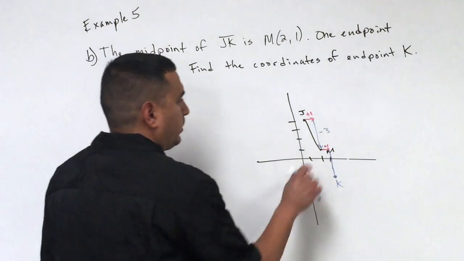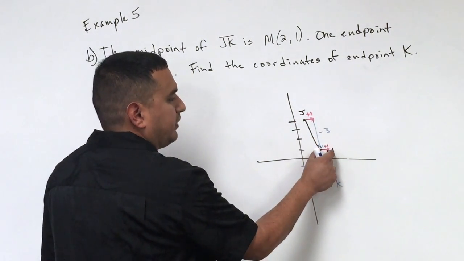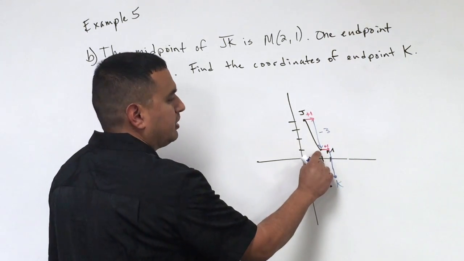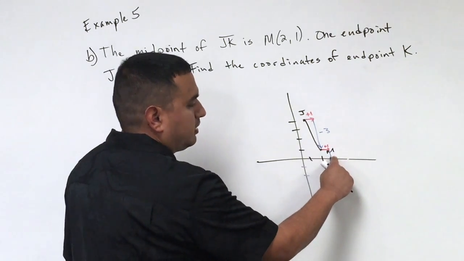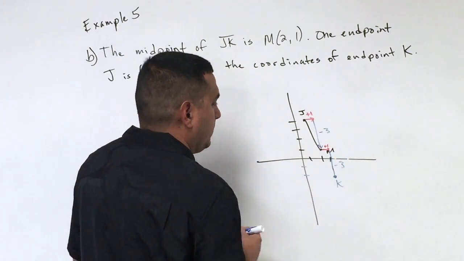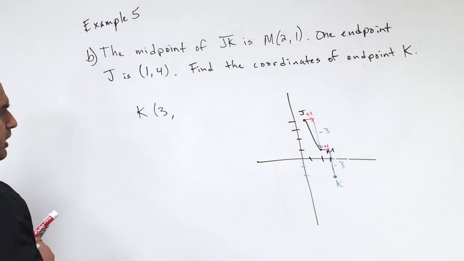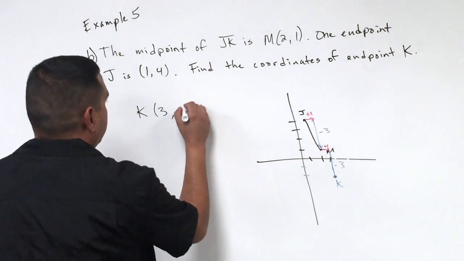Okay. So the amount that I move to the right to go from J to M, I have to move that same amount from the midpoint M towards K. So I go 1 right, and then I go down 3. Okay, so that gives me the coordinates of K, which is going to be (3, -2).